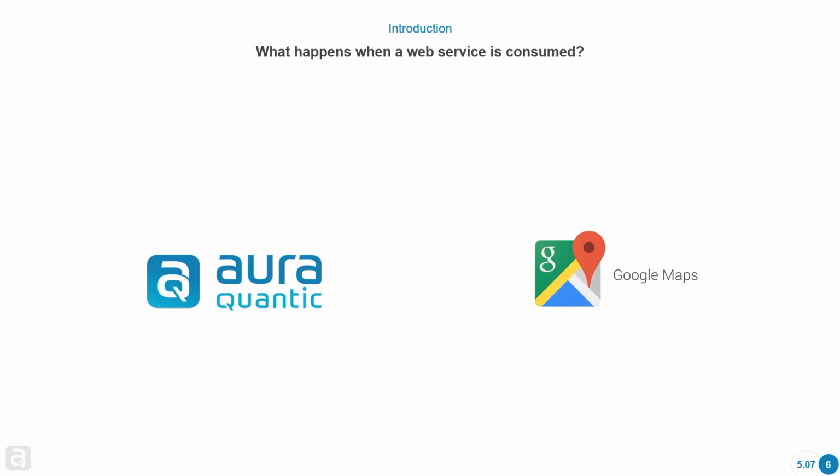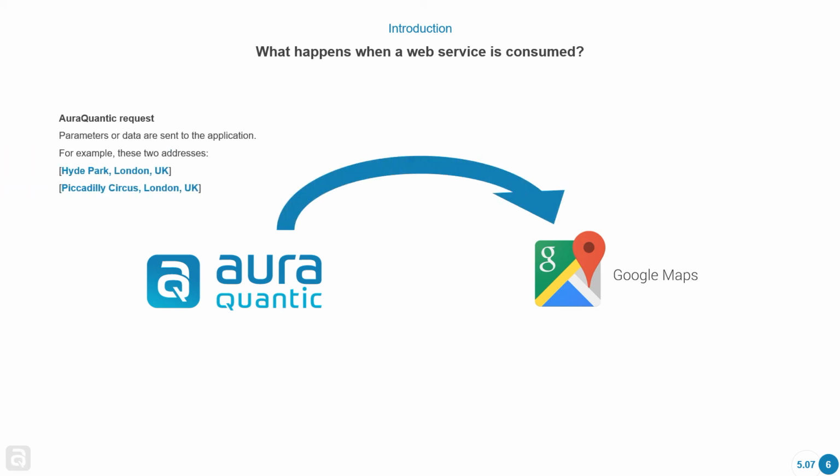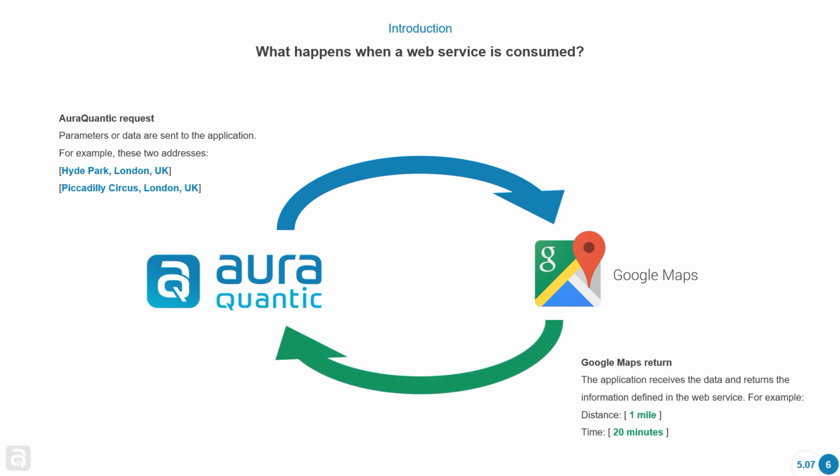What happens when a web service is consumed? If we go back to the example before, where we were using Aura Quantic and Google Maps, we can see that Aura Quantic sends a request, a series of parameters of data, for example here two addresses, Hyde Park and Piccadilly Circus, and then Google Maps will get these addresses and will solve the data required. Then Google Maps will return the data. It will be the data solved to our application. In this case, distance 1 mile, time 20 minutes.